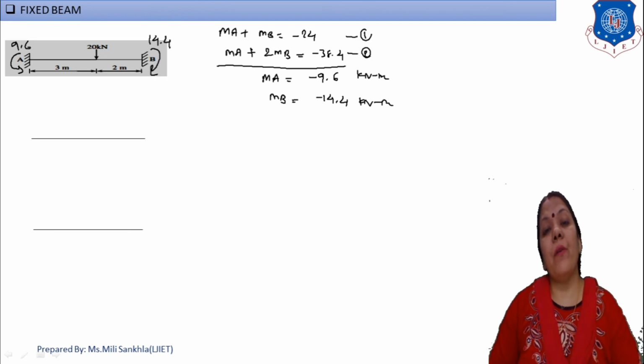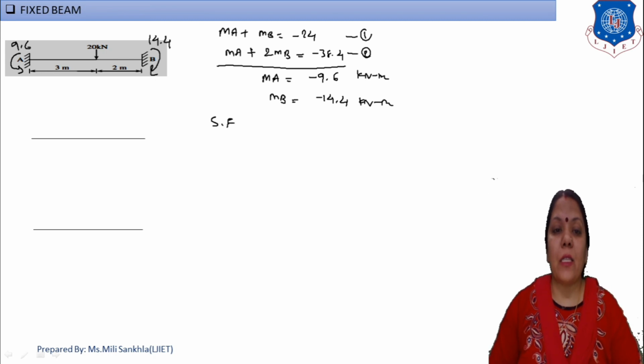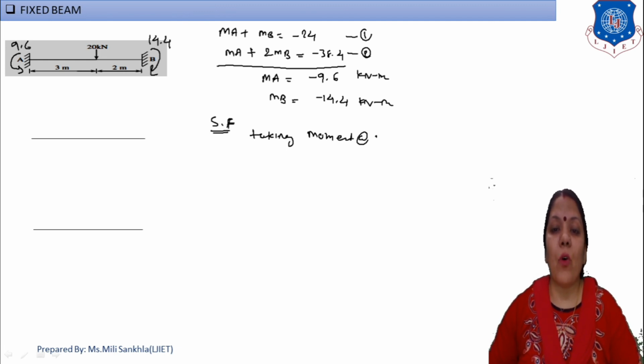Now we find out the support reactions for the fixed beam, because it is unsymmetrical loading. So we find out the fixed beam support reactions. Okay, right here, SF: support reaction calculation. Now we find the support reaction with respect to any reference point, taking moment about A.